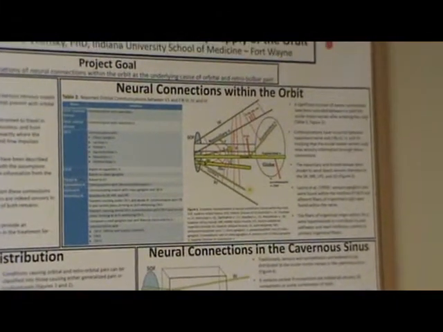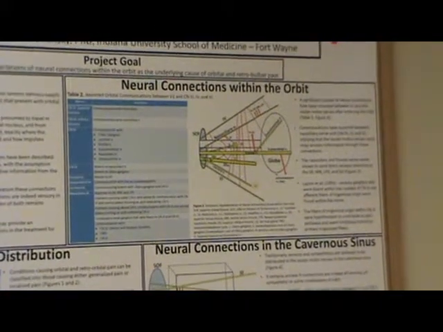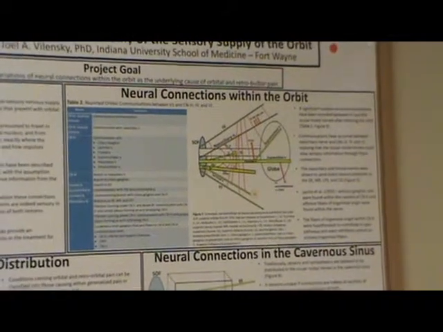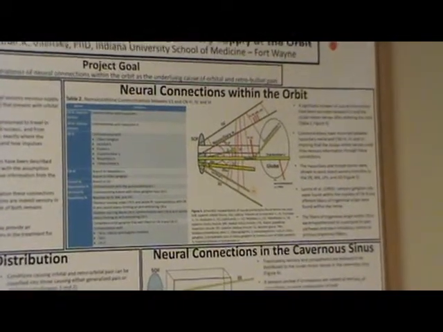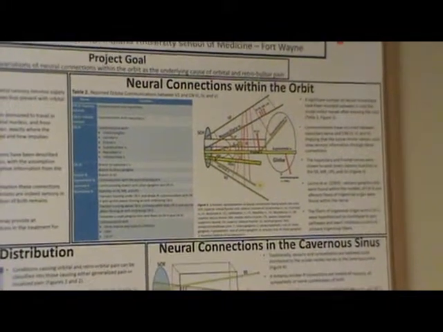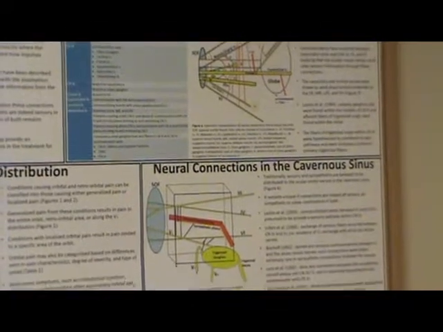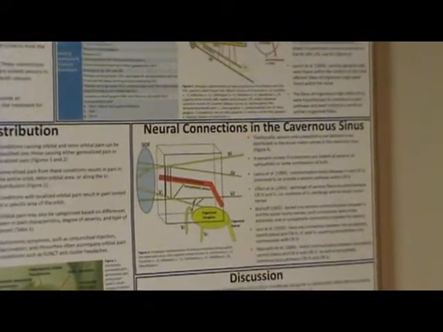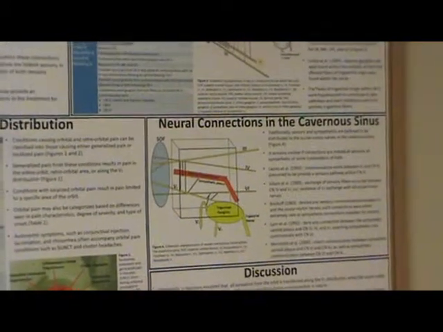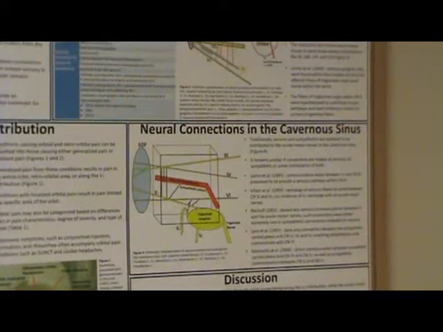Neural connections within the orbit have been found to be significant in number. There have been connections between the trigeminal nerve and all of the oculomotor nerves, cranial nerves 3, 4, and 6, after entering into the orbit. Communications between the nasociliary nerve and cranial nerves 3, 4, and 6 have been found, implying that the oculomotor nerves could relay sensory information through these connections.